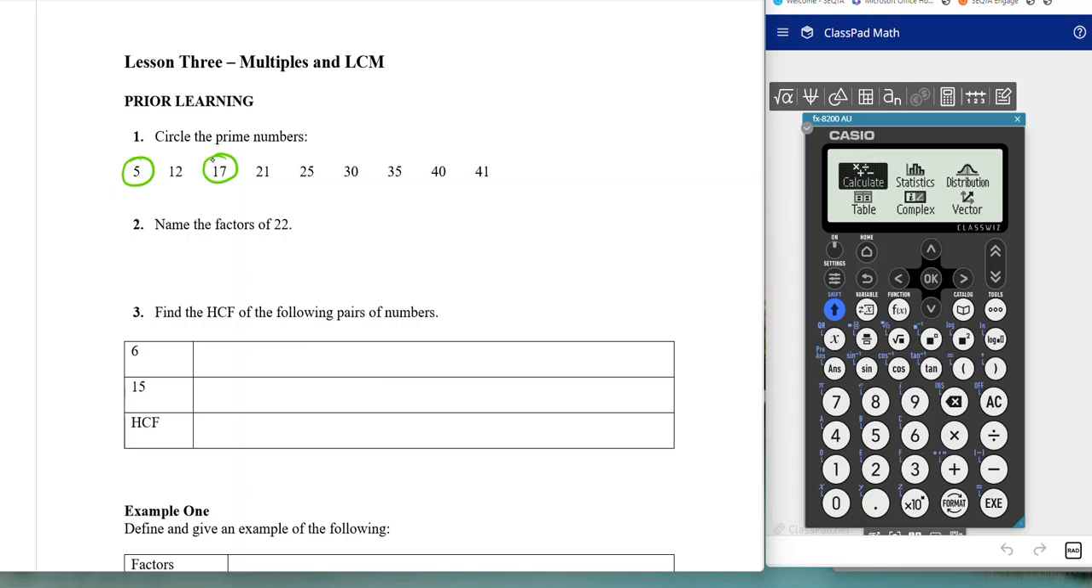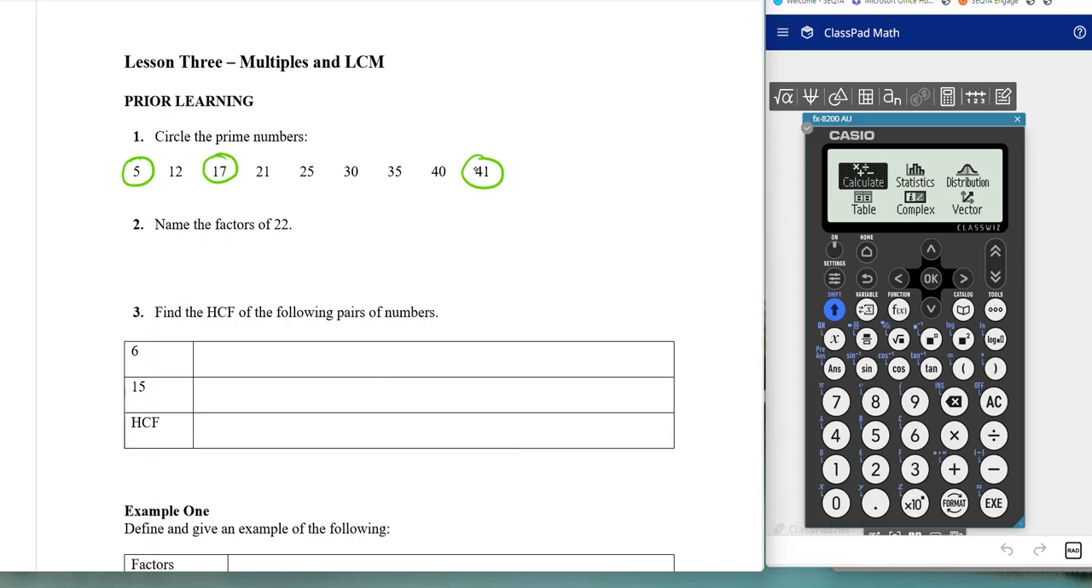21, do you think that's prime? No. 25? No. 30? No. 35? No. 40? 41? Yes. All right. So there are 3 of them: 5, 17, and 41. Now it says, question 2, name the factors of 1 and 22.